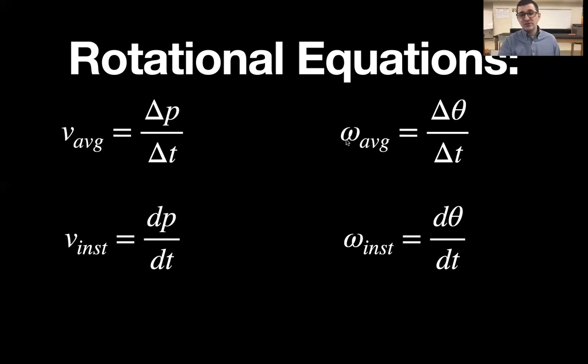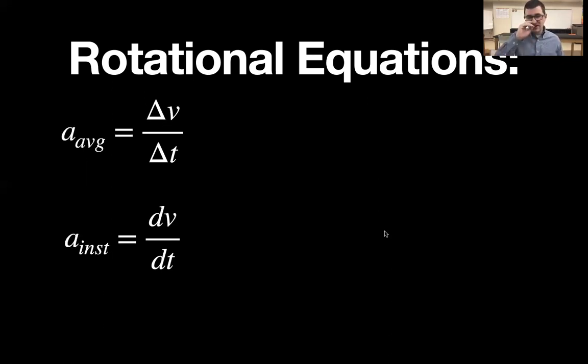So the angular velocity is the change in the angle, or the change in theta, divided by the change in time, or the derivative of the angle, the angle through which you've been displaced, with respect to time. So that's how you find the average or instantaneous angular velocity, or omega.